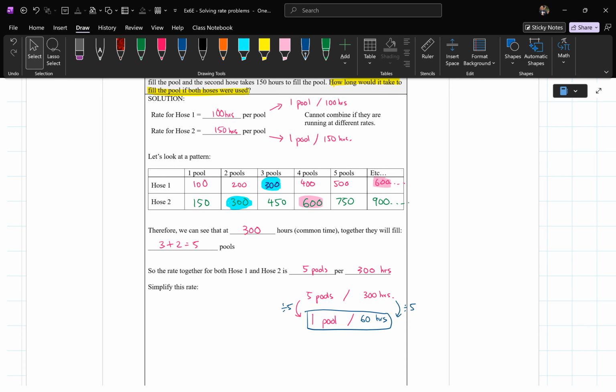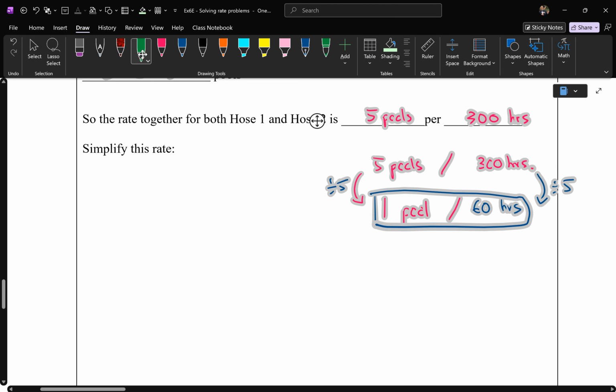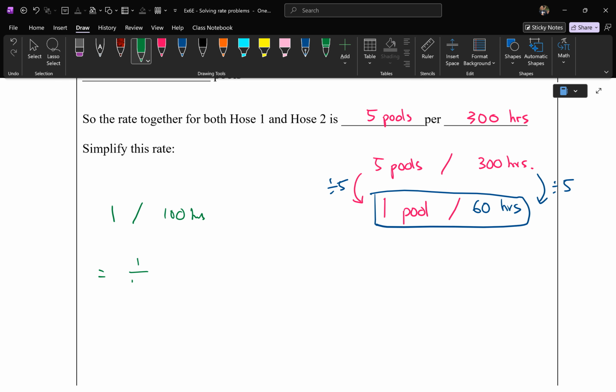But actually, the easiest way to do this problem was actually fractions. For those who want to know the shorter way to do it, it literally was just 1 pool for the hose was 1 per 100 hours. You could write that as a fraction as 1 over 100. The other one was 1 pool per 150 hours. So you can write that as 1 over 150. But you see, when you add these fractions, you're essentially adding this rate plus that rate.